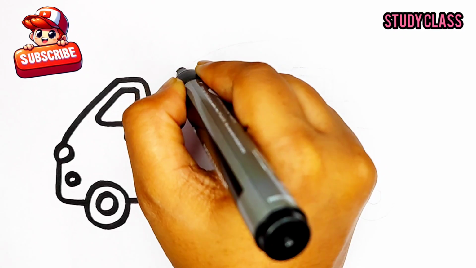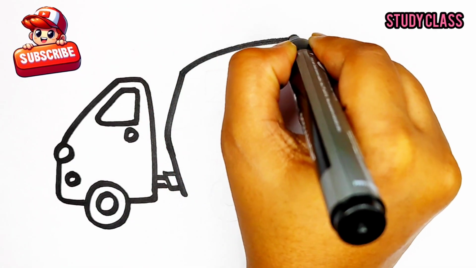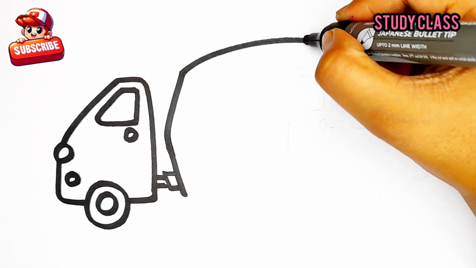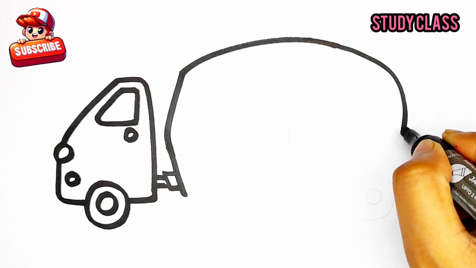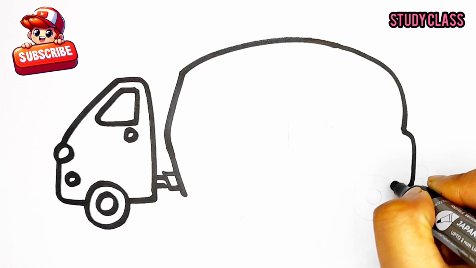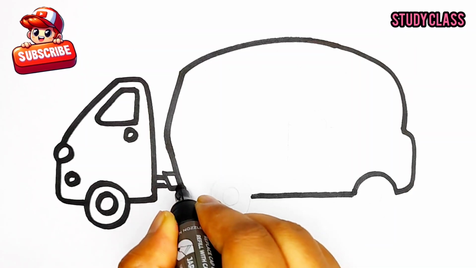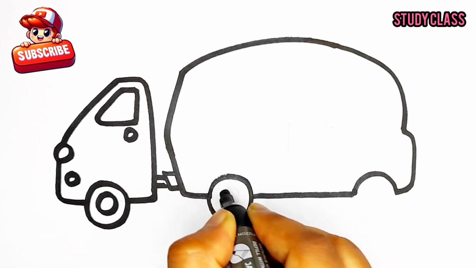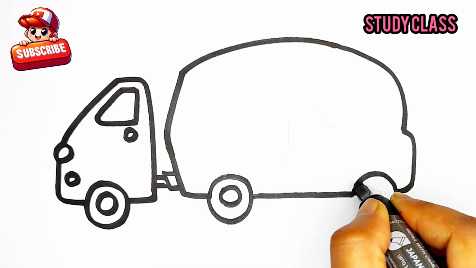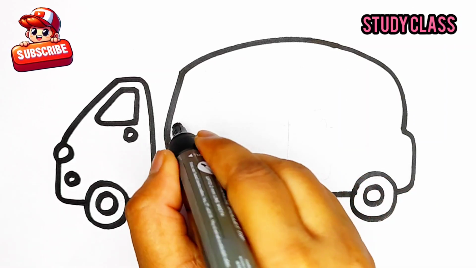A car is a vehicle with wheels that you can ride in. It has an engine that makes it go. Cars help us travel from place to place. We can use a car to go to school or the park. Cars come in different sizes and shapes. Some are small, like a compact car, and some are big, like a minivan.